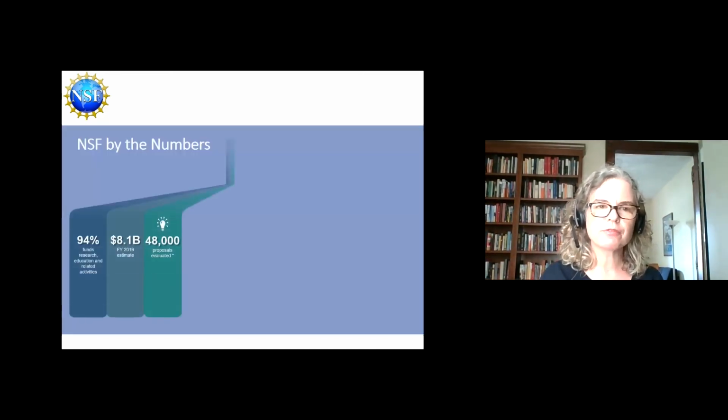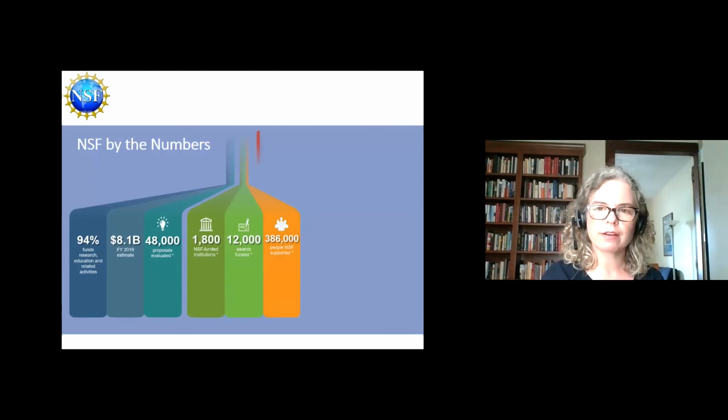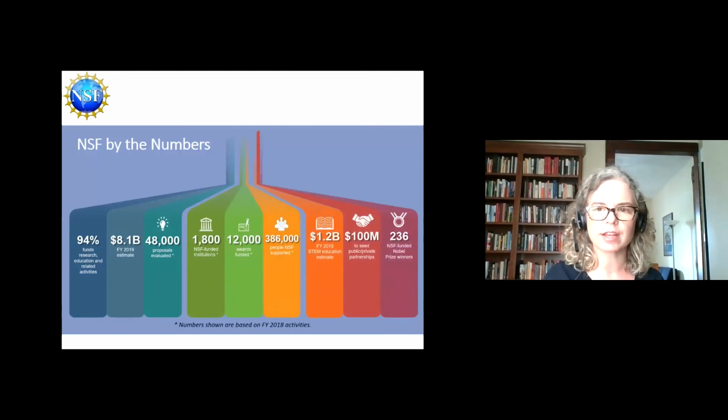So in terms of what we actually do, we have the pleasure of funding a lot of scientific research and training. Here's the fiscal year 2019 budget of about $8 billion, and we're a really efficient agency, and the vast majority of that money goes to funding research, education, and related activities. You can see that we fund lots of institutions, lots of individuals, and hopefully some of you will be in that number of people supported by NSF in the coming years.